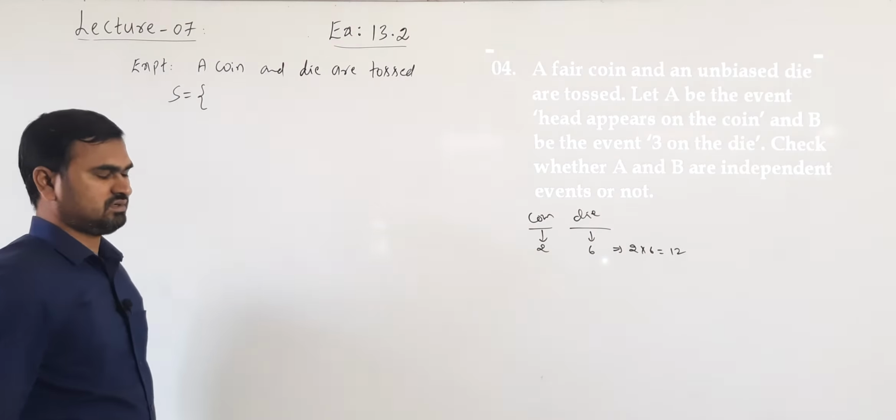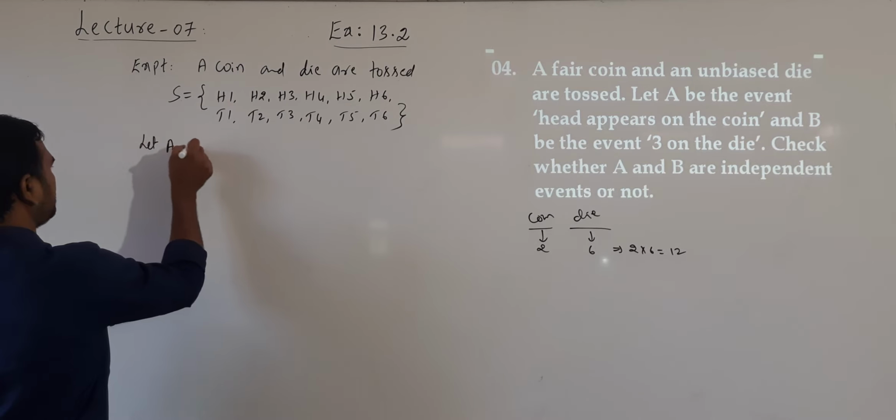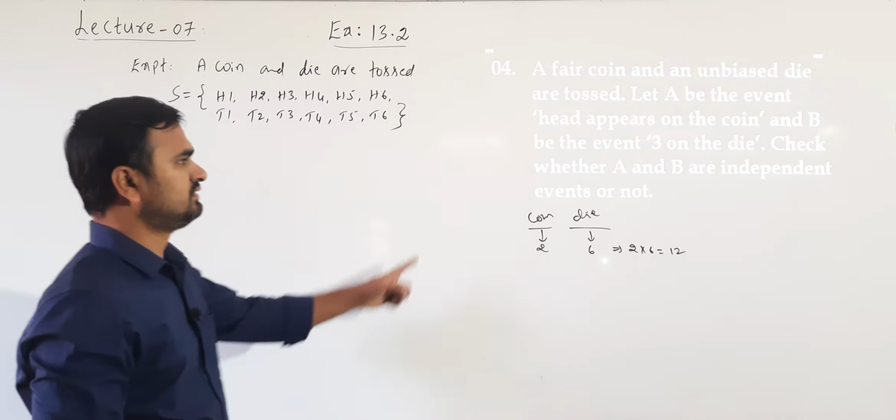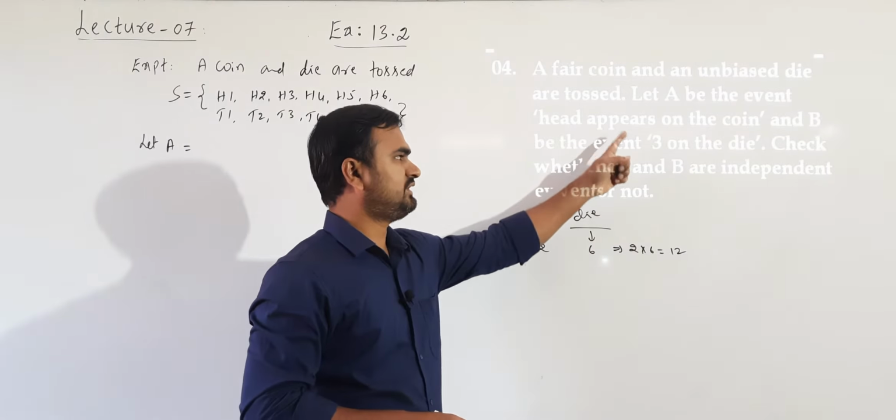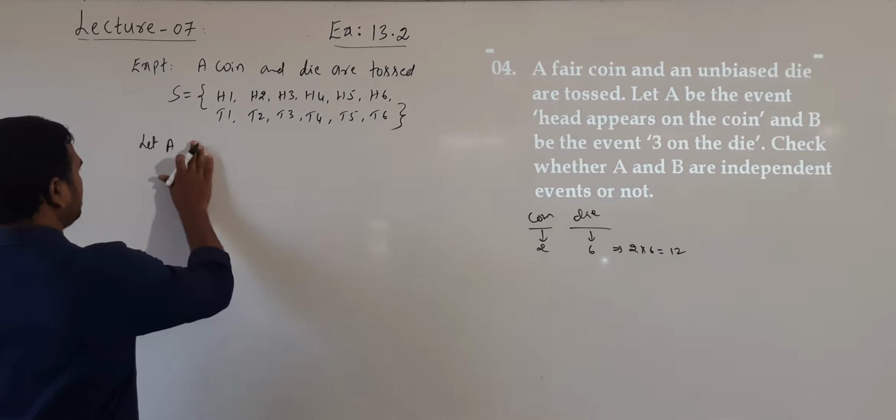What will be the outcomes I can take? Head on the coin, 1 on the die, H2, H3, H4, H5, H6. Tail on the coin, 1 on the die, T2, T3, T4, T5, T6. So these are the 12 possible outcomes. Now we are taking the events. What is the event A? Event A is defined as head appears on the coin.